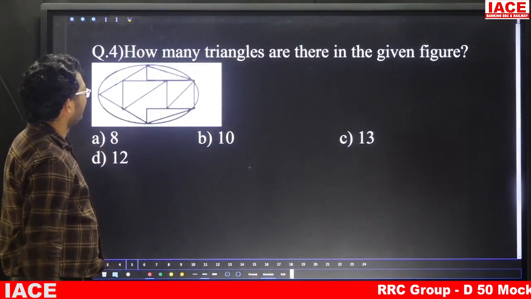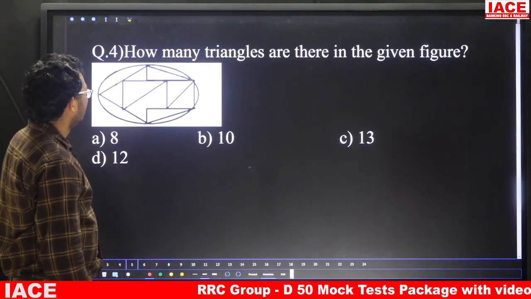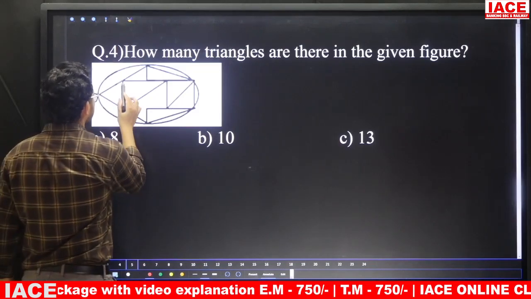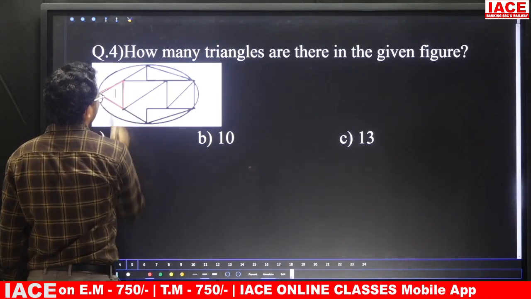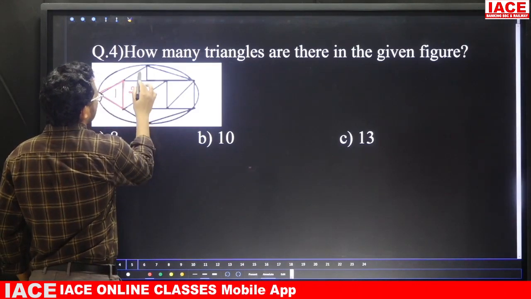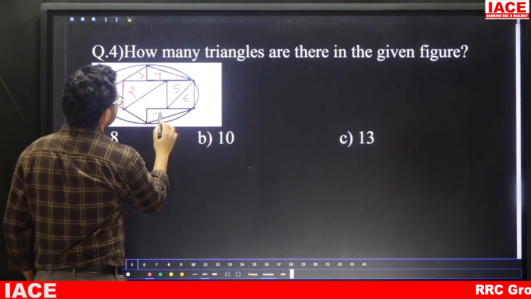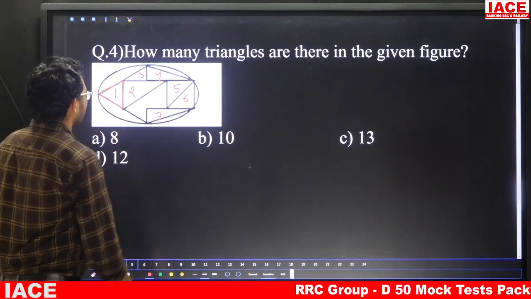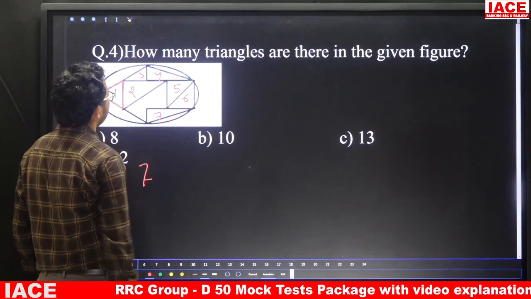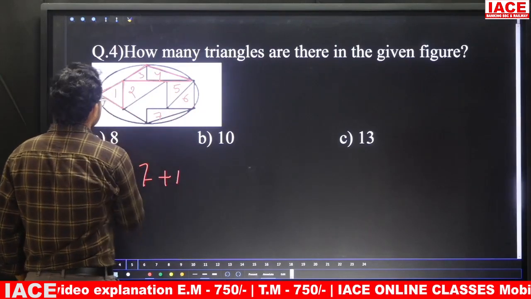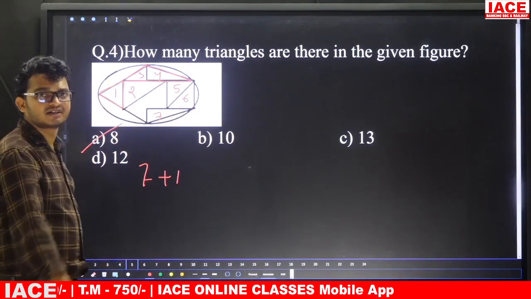Question number 4. How many triangles are there in the given figure? So friends, the given question is about the number of triangles. Suppose, friends, take the small triangles. This one looks like one triangle, 1. Next 2, 3, 4. Next 5. Next 6. Next 7. Small, we are having 7 triangles. Suppose, friends, the combination of 3 and 4 is one triangle. Yes, 7 plus 1, the answer is 8. Option A is the answer.